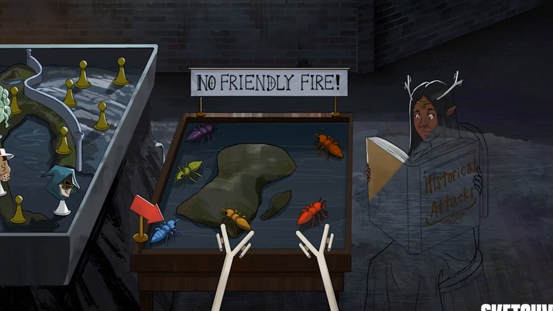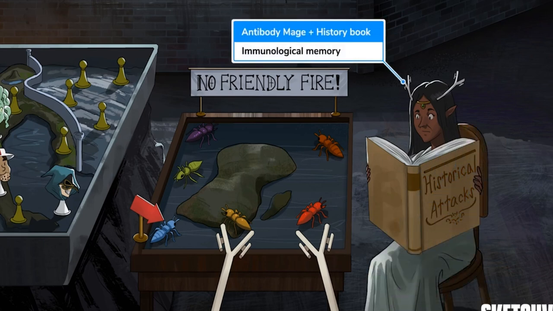Now, you'll notice that over there near our adapt table, our antibody mage is remembering that history is the best teacher. That history book symbolizes the idea that the adaptive immune system remembers what it's seen. It's an immunological memory facilitated by memory B cells. With each subsequent exposure to an antigen, the immune response is improved, and don't worry, we'll go into exactly how this happens in a later lesson.